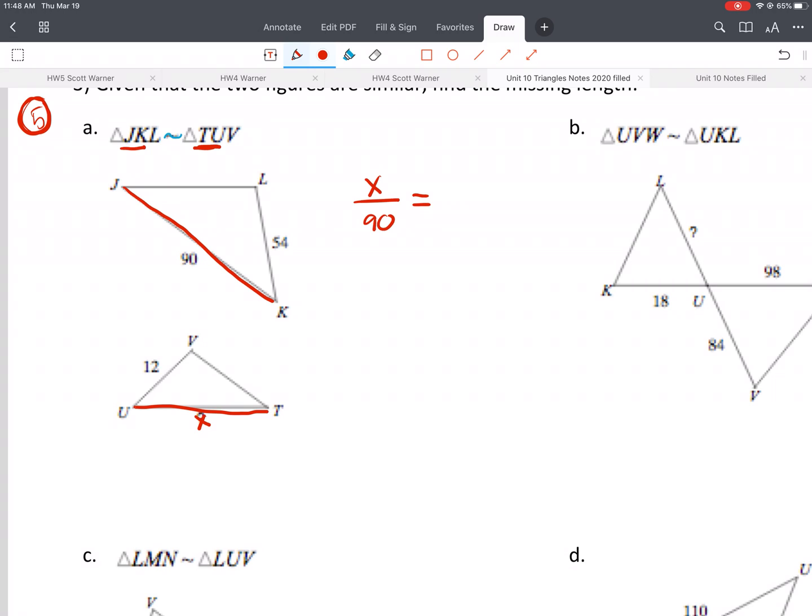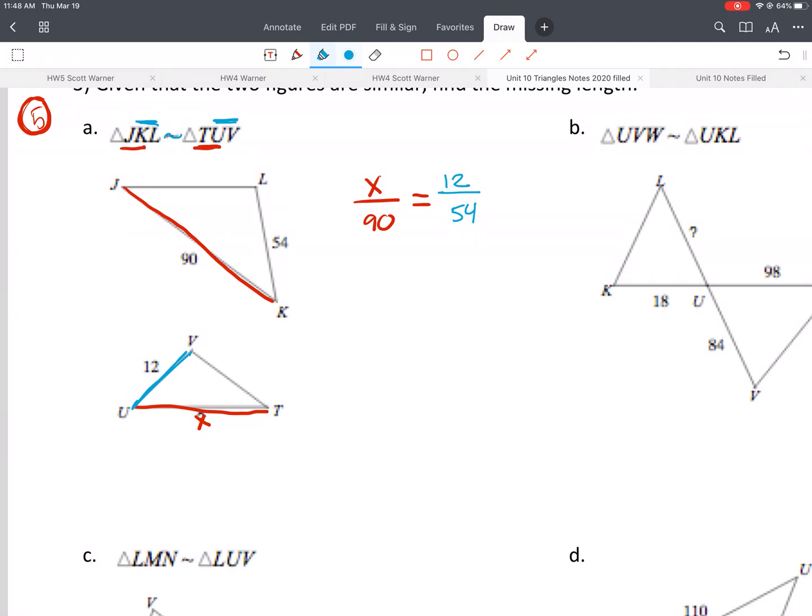Next, we can choose, I guess we only have one other choice. We could do UV. So UV is 12 over, and then we'll find its corresponding side, which is KL. So that ends up giving us 54.